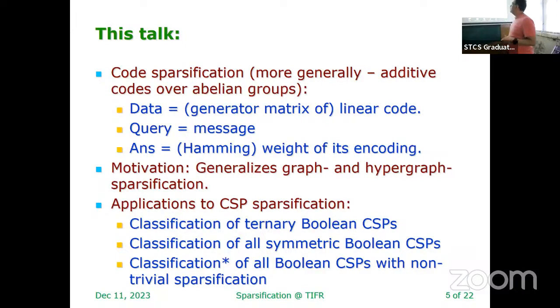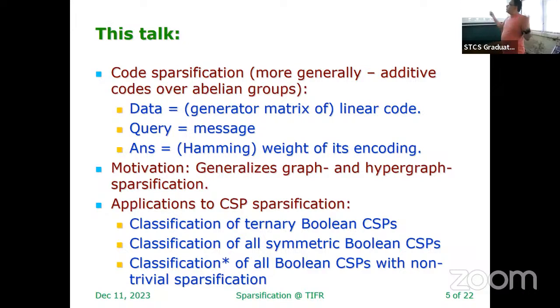So what's a linear code? The data here is the generator matrix of some linear code. And the query here is going to be a message. Encoding of a message by this code is just multiplying it by this generator matrix. You take the message, which is a vector, and multiply it by this matrix. A key feature that we might be interested in is the weight of the resulting codeword. How many zeros does it have? How many non-zeros does it have?